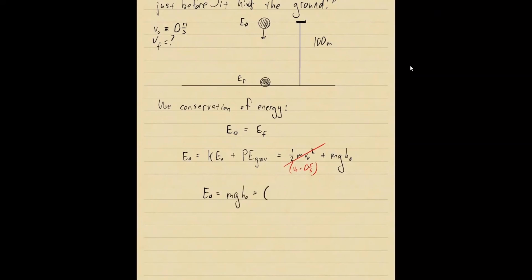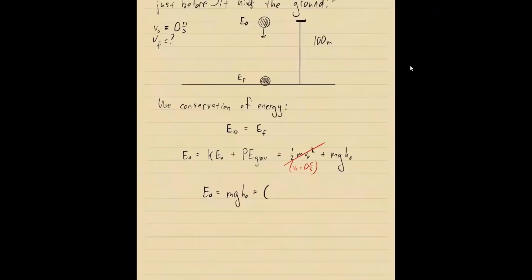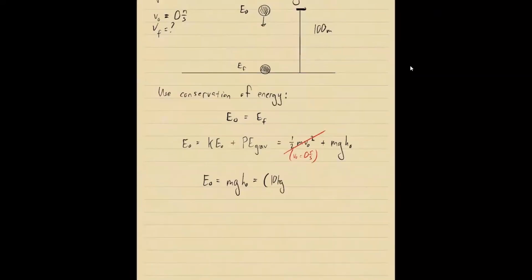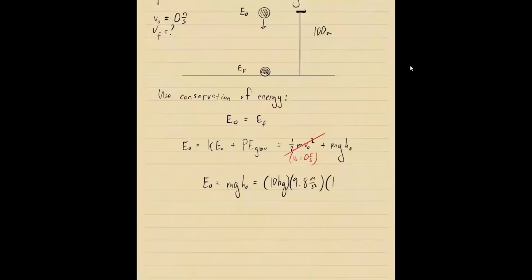So that's going to be the mass of the ball, which was 10 kilograms, times g, which is 9.8 meters per second squared, times our initial height of 100 meters. So this is going to be equal to, our initial energy for our system is 9,800 joules of energy.